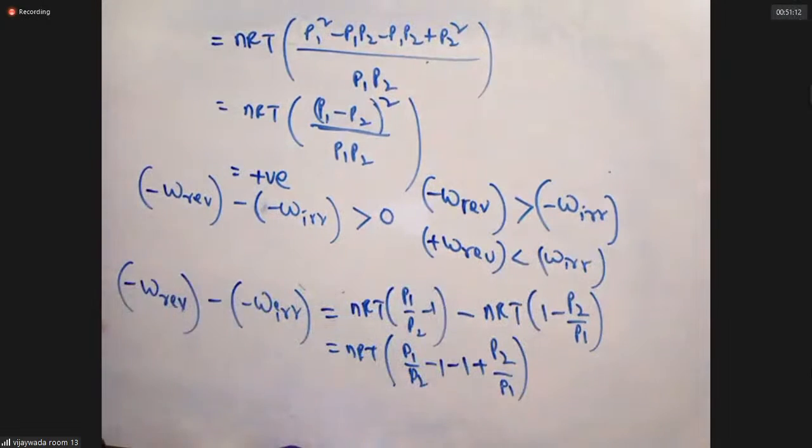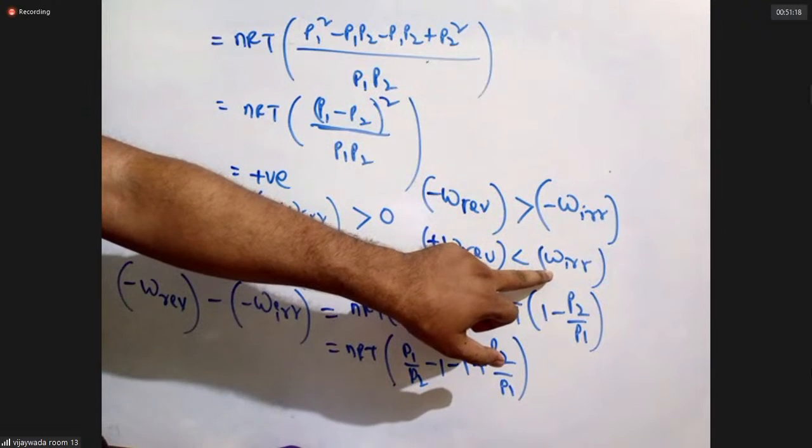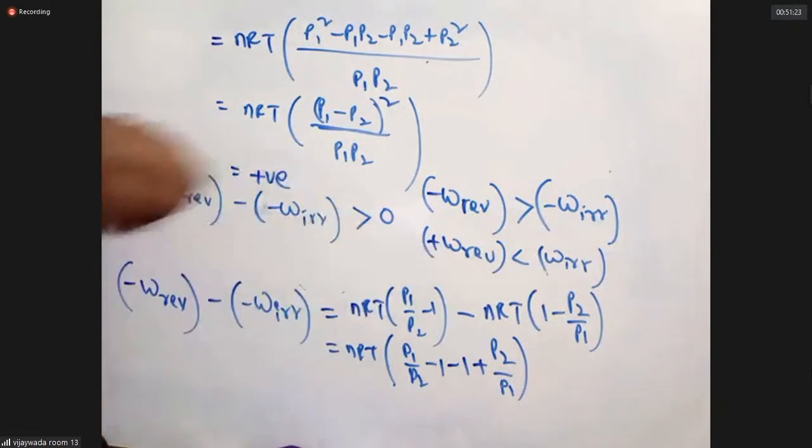If you consider work done on the system, work done on the system in irreversible process is greater than work done on the system in reversible process.